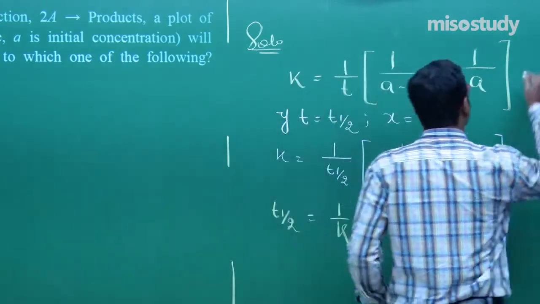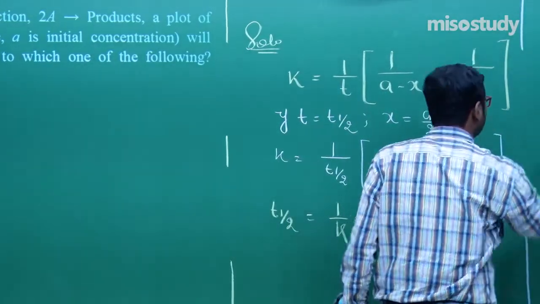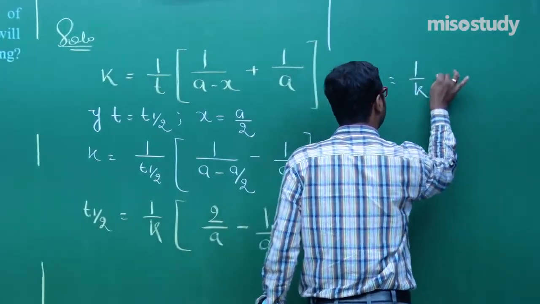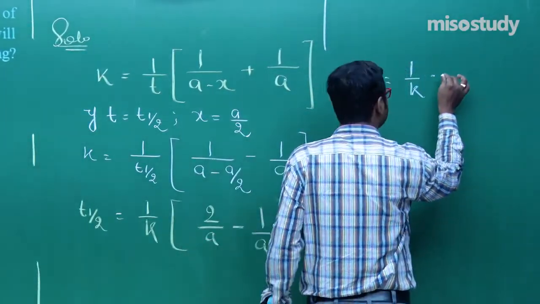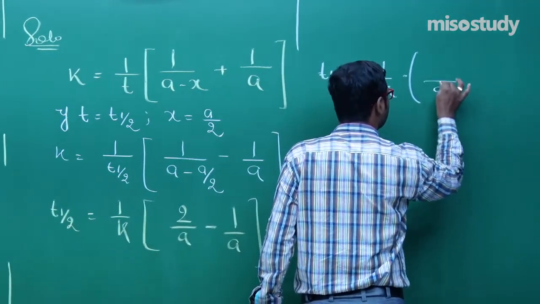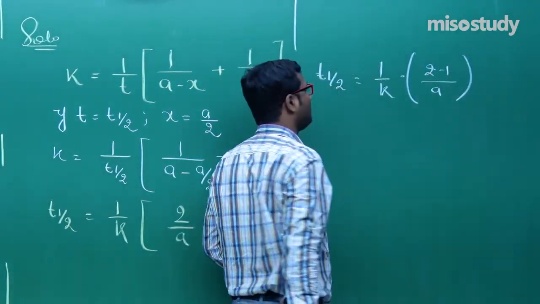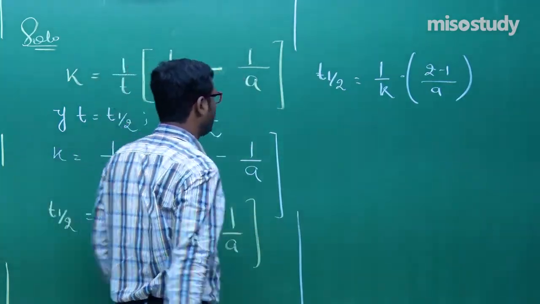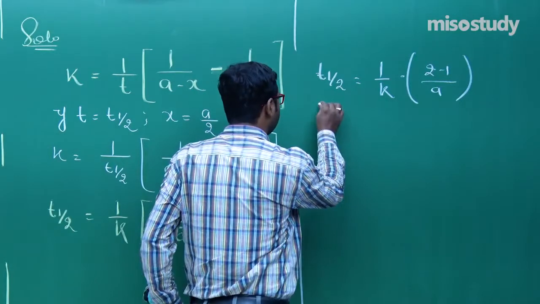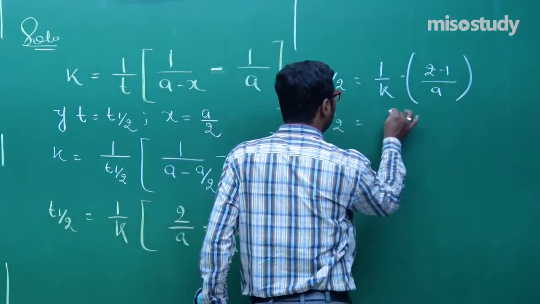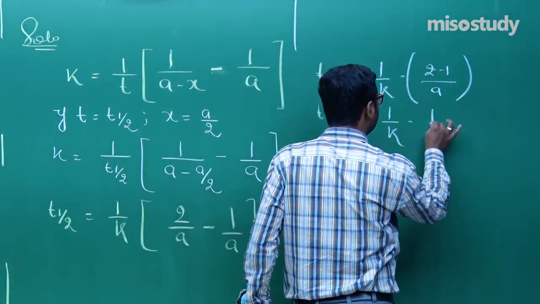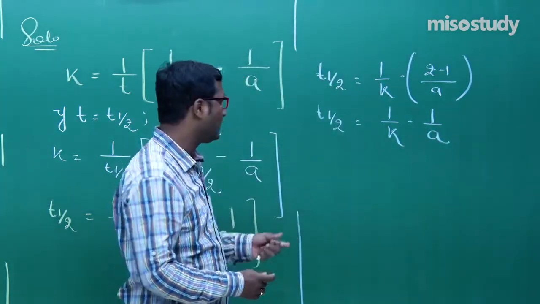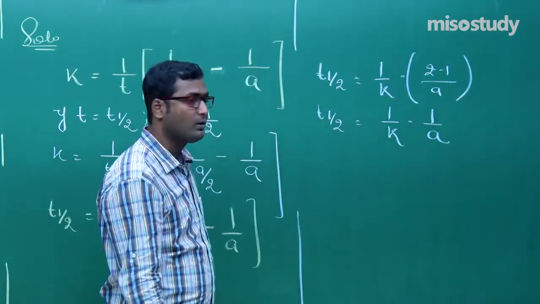Clear to you? Now moving here and check it out, that is t half is equal to 1 upon k into the LCM, that gives you a, 2 minus 1, that is 1, upon a. So t half will be equal to 1 upon k into 1 upon a. Am I right? 1 upon k into 1 upon a.